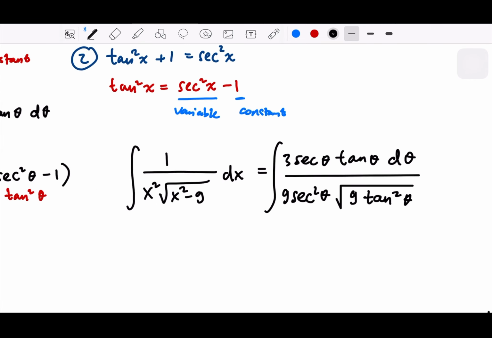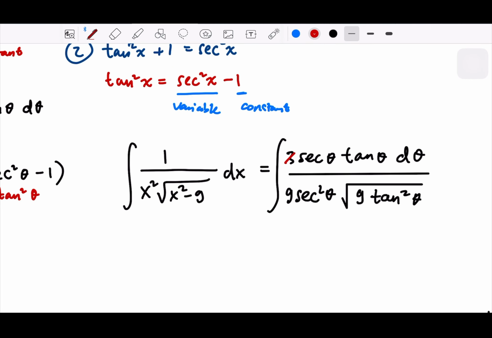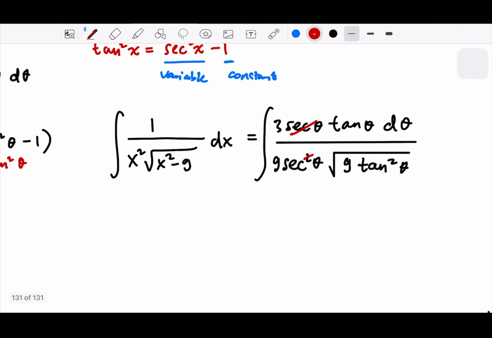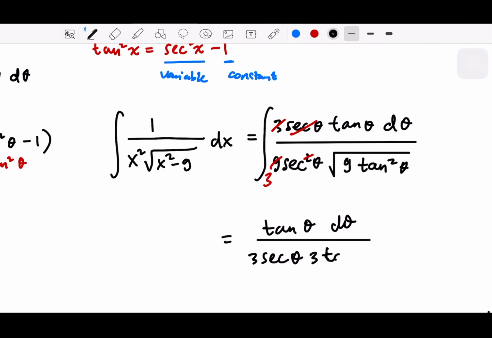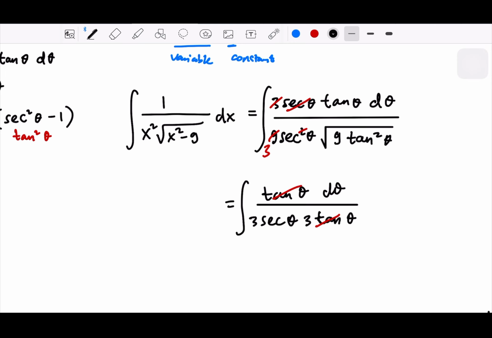Okay. Now we can cancel. Maybe this one first. And then maybe this one becomes 3. So we will have tangent, and we can take out the square root of 9 tangent squared. It becomes 3 tangent theta. So we can cancel. So we now still have the integration, don't forget that. The integration, 1 over 9.